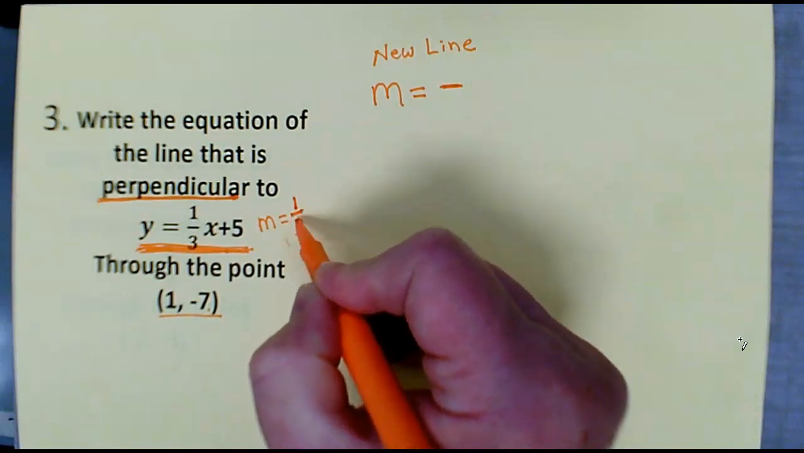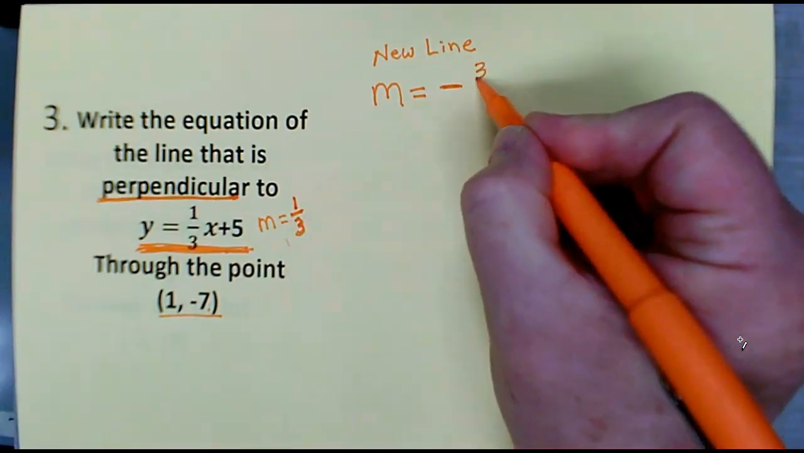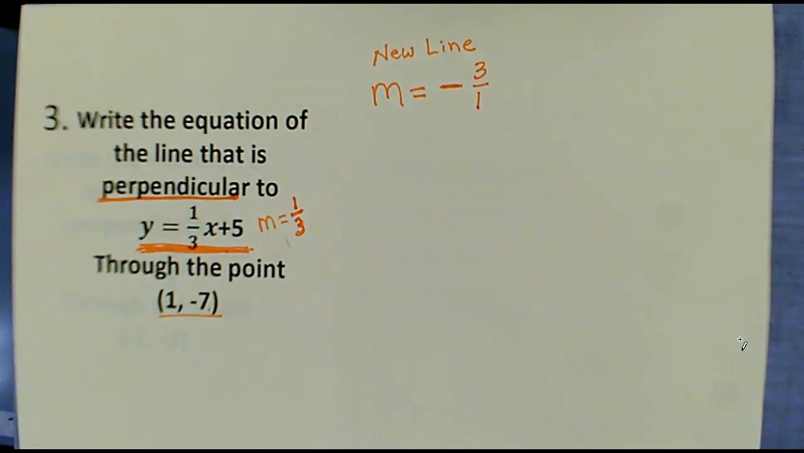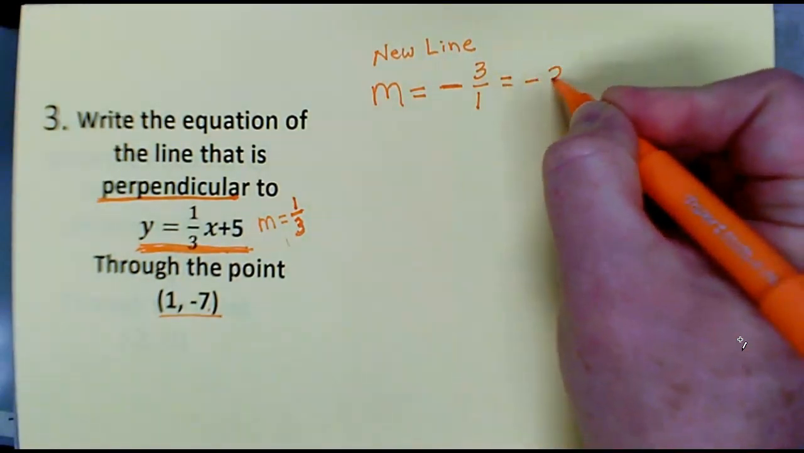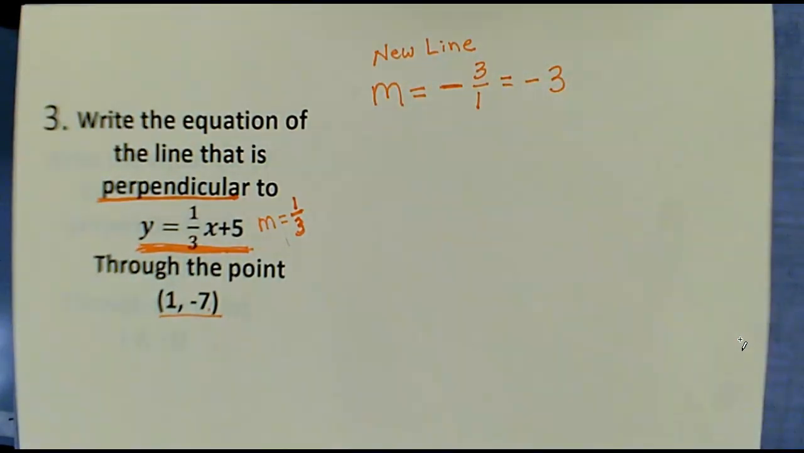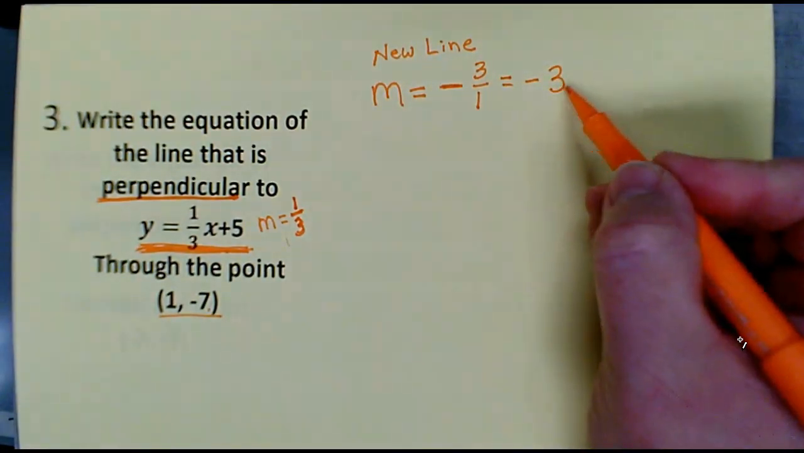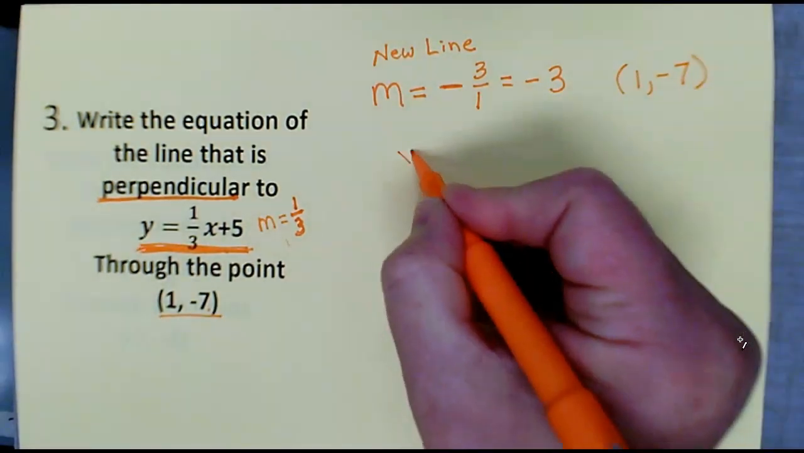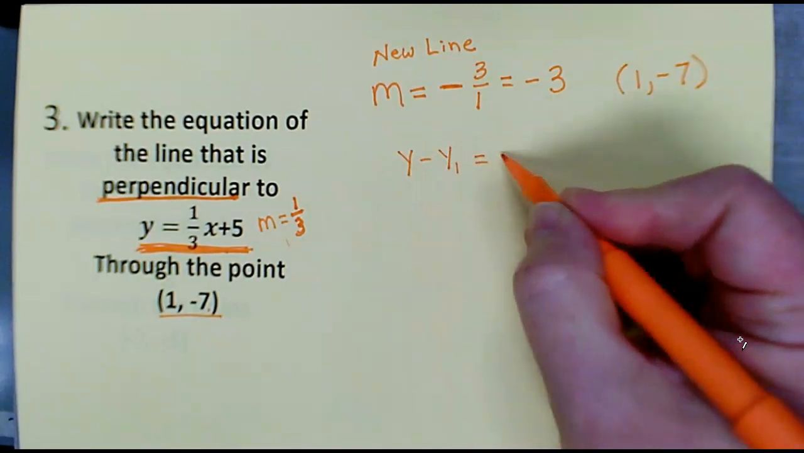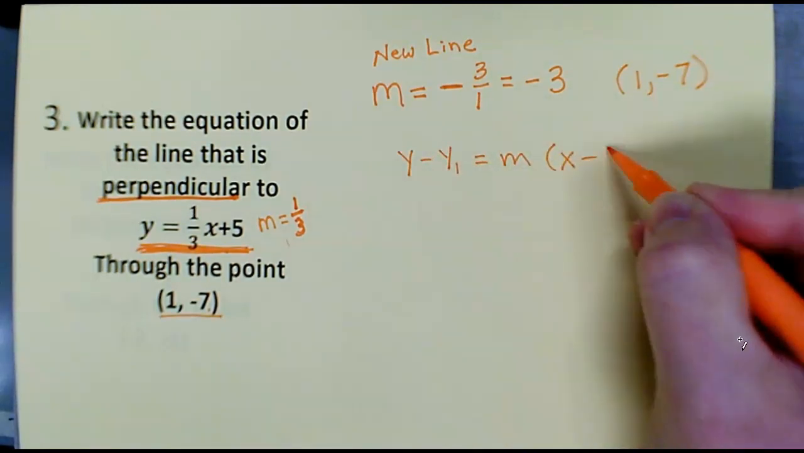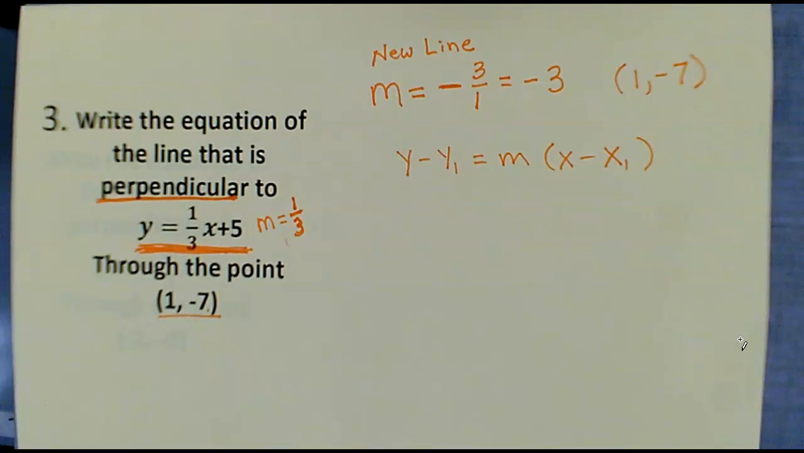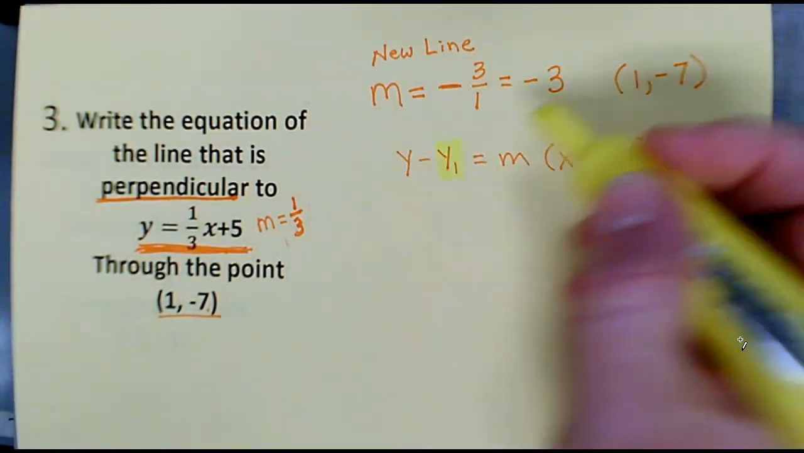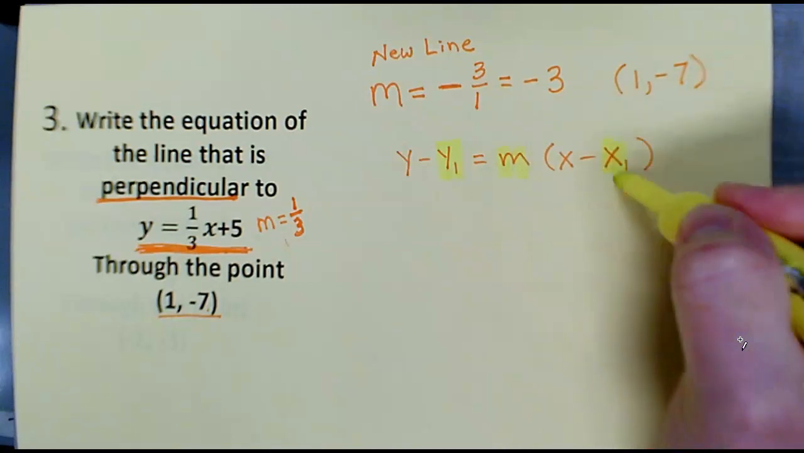This is 1 over 3. The reciprocal would be 3 over 1. And of course, that would just reduce to -3. So I have a slope and I have a point. That's where you use your point-slope formula. When I use my point-slope formula, I fill in this and this and this.